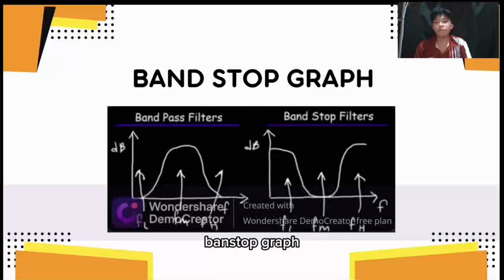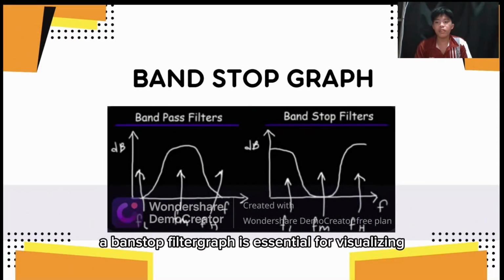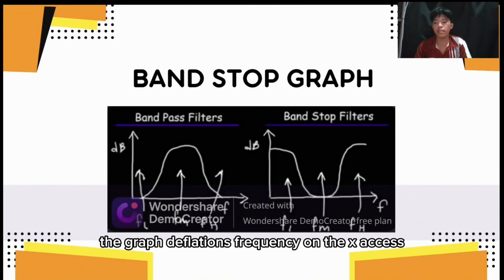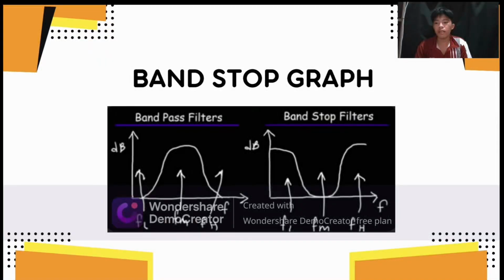Band stop graph. In electronic communications, a band stop filter graph is essential for visualizing how the filter affects different frequencies. The graph typically shows frequency on the x-axis and the gain or attenuation on the y-axis. This is commonly called the frequency response graph for the filter. So the band stop filter is the reverse of the band pass filter.